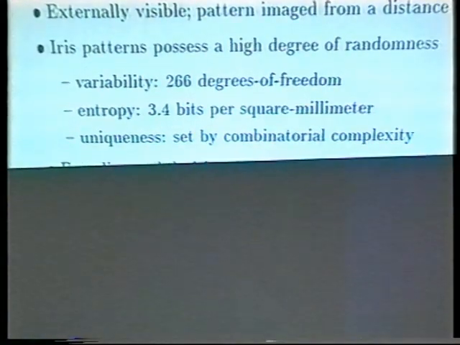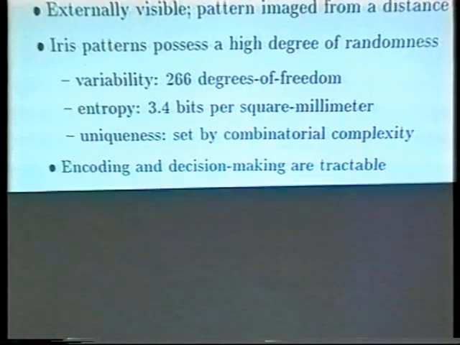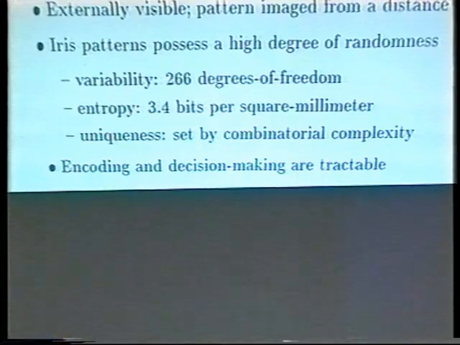And that generates factorial and binomial sized spaces of possible patterns, and that is the real origin of the uniqueness, of why you can encode irises in such a reliable way as a unique pattern. The encoding and decision making is tractable. It's fast. It takes about 1/10 of a second to generate an iris code from an iris pattern. Some of you may have seen the demonstration upstairs.